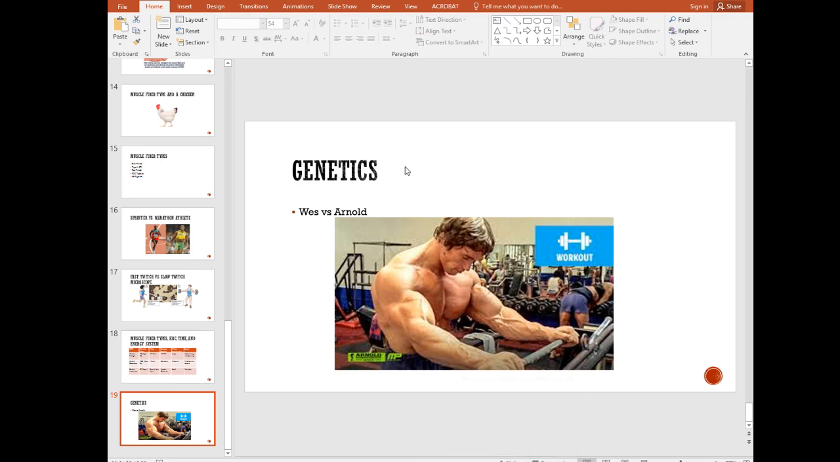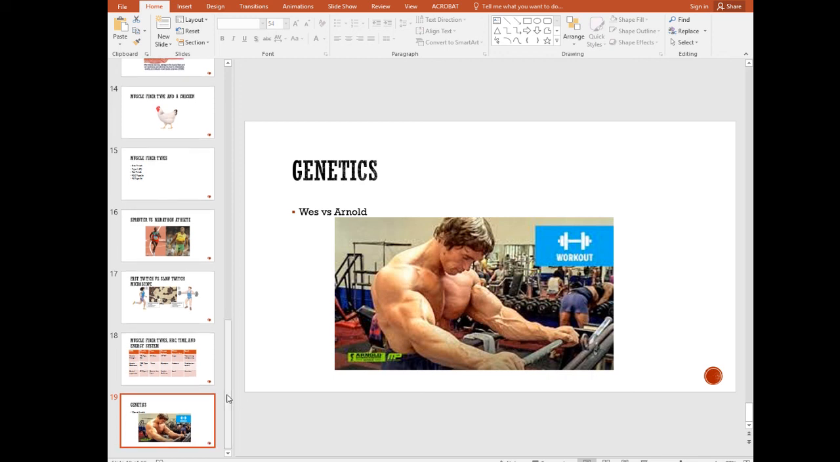So this is going to set us up for the health-related components. We'll get to muscle strength next, and then we'll move into muscle endurance and then cardiorespiratory endurance and talk about these individually. I briefly touched on them here, but we'll spend more time on them in the next video.